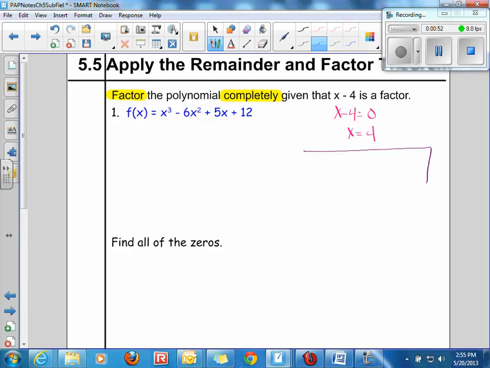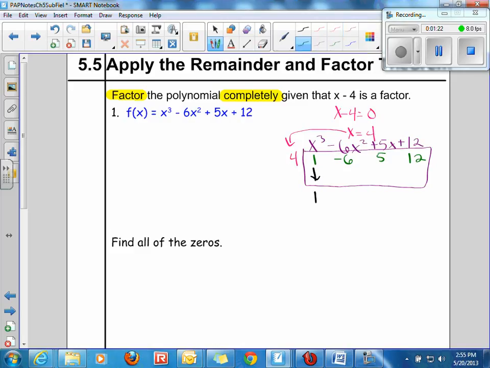So make sure you have no gaps in your equation. So I've got x cubed, x squared, x, and a constant. So here's my equation that I'm using. And in the box, I only need the coefficients. So I need 1, I need -6, I need 5, and I need 12. Out in front, I need what I'm dividing by. And since I know that 4 is a 0 for this, I'm going to divide by 4.